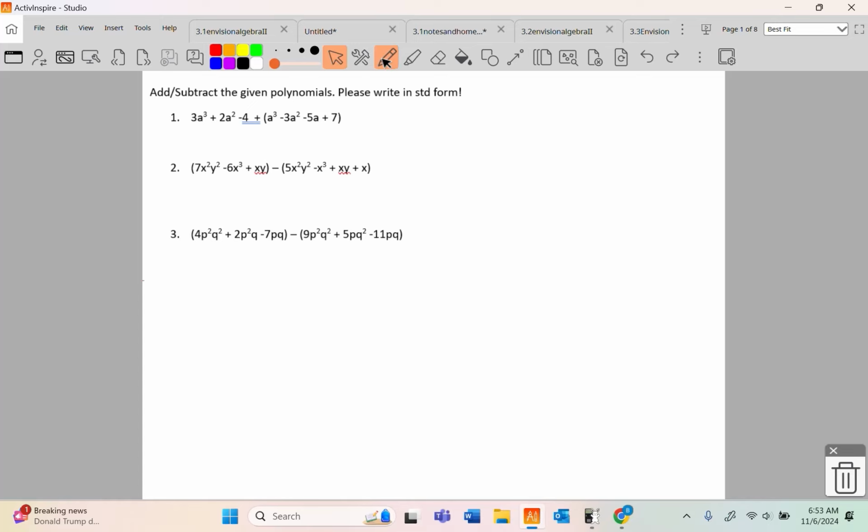So the most confusing one up here is probably 3. Make sure you distribute that negative symbol. That's the big thing. Kids forget to use the distributive property. I don't know why. I never quite figured out why they do.